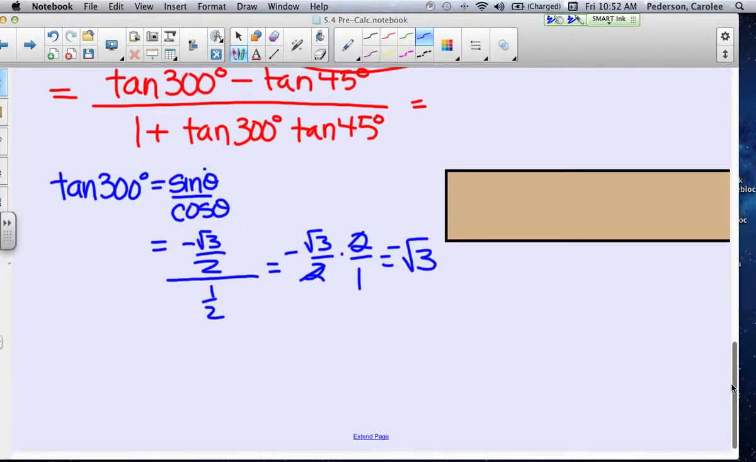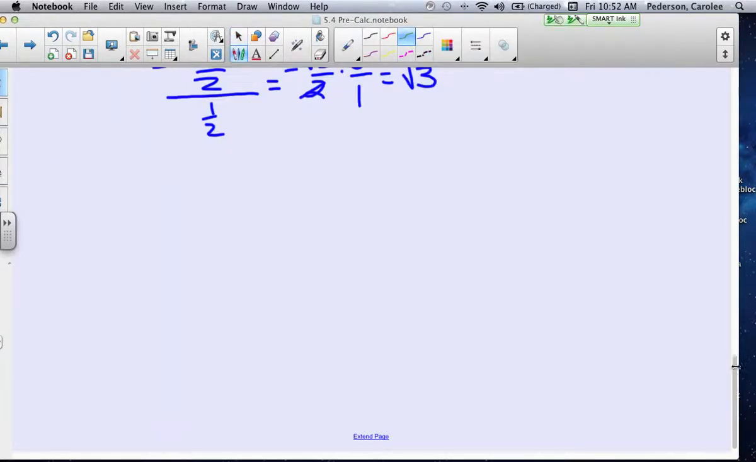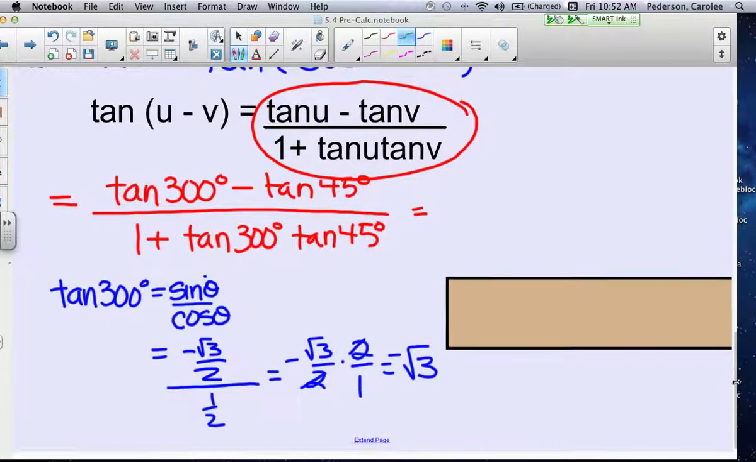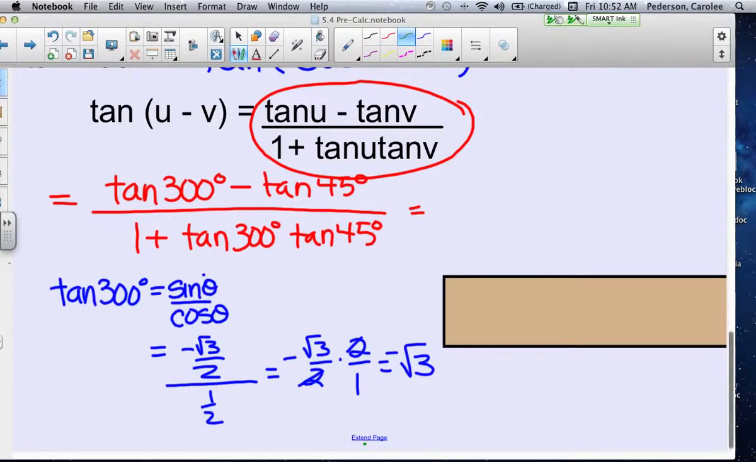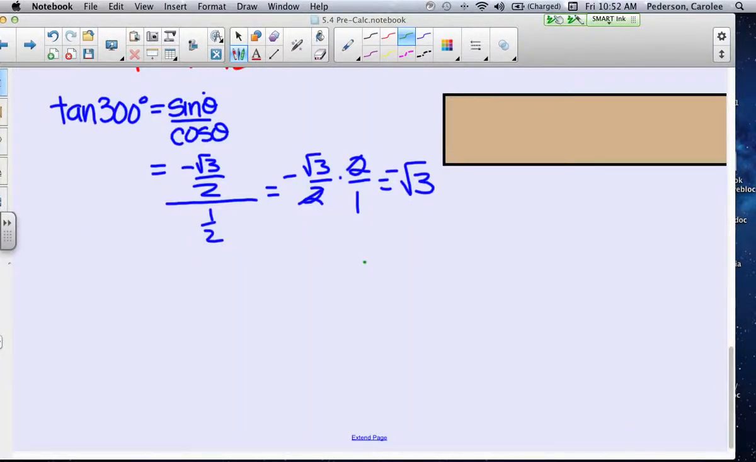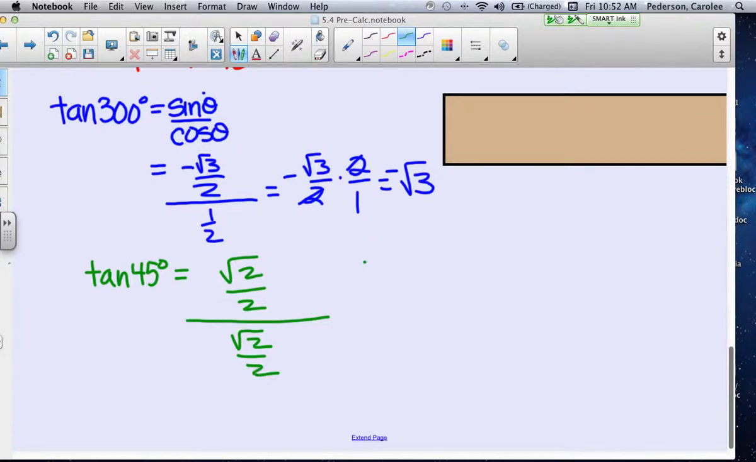Well, that one's a little faster. The tangent of 45 degrees is, again, sine over cosine. 45 degrees for sine is square root of 2 over 2. And the cosine is also square root of 2 over 2. So when we divide those two pieces, we get 1.